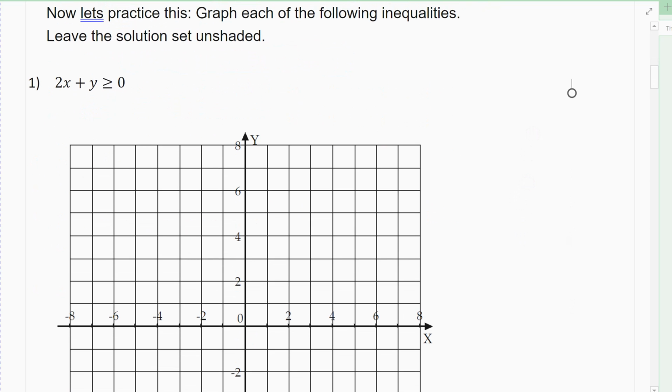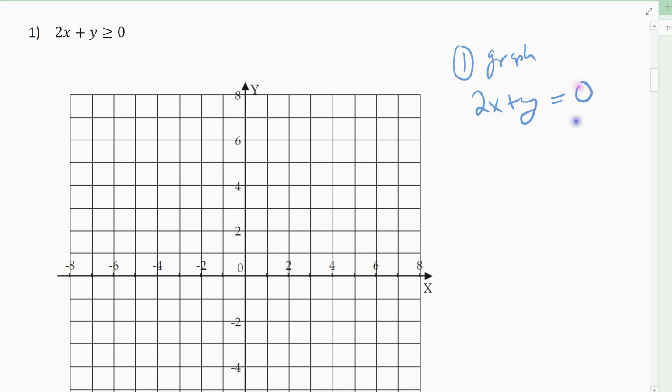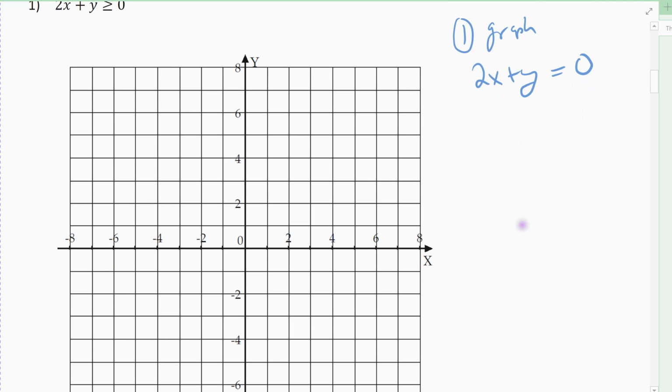Alright, so the first example. I want to find the solution set where 2x plus y is greater than 0. So the first thing we do is graph 2x plus y equals 0. And I typically use my zeros. Oh, this one will go through the origin. So if I plug 0 in for x, I get 0 out for y. And so I need another point.